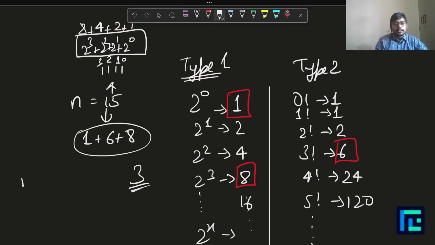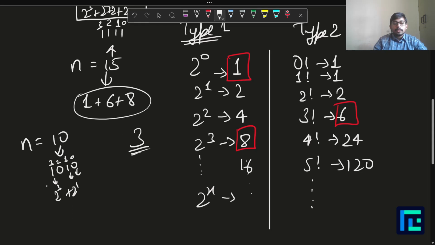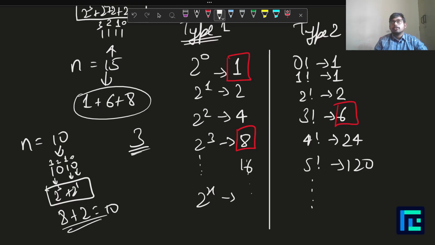Just take any other number. Let's say n is equal to 10. The binary representation of 10 is 1010, so these are the 0, 1, 2, 3 positions. A 0 means we are not taking this power, this 1 means 2 to the power 1, and this 1 means 2 to the power 3. So 10 is actually 2 to the power 3 plus 2 to the power 1, which is 8 plus 2, making 10. So whatever number you take, the binary representation is how you can represent the number in powers of 2.